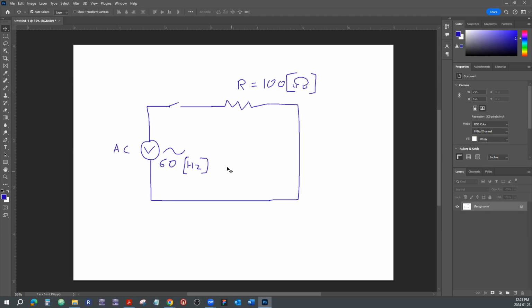Now, if you apply 60 hertz to the circuit, the resistor is going to give you a resistance of 100 ohms. How about if you give it 600 hertz? Well, the resistor is still going to present you with 100 ohms. The resistance is not going to change.